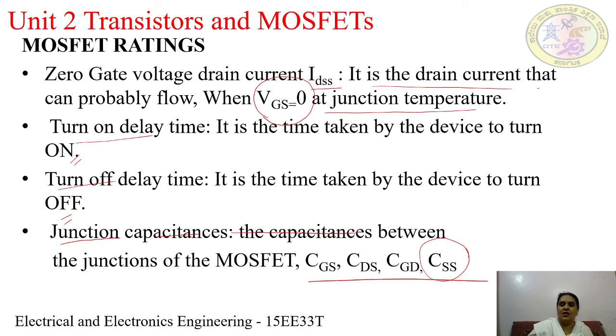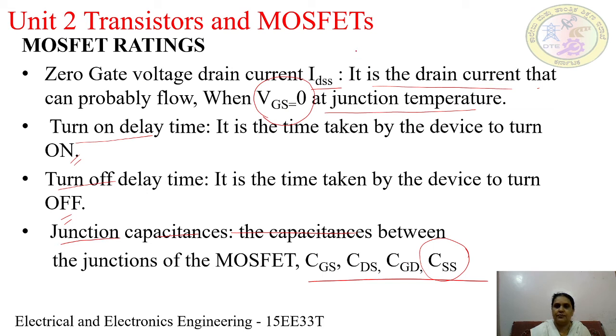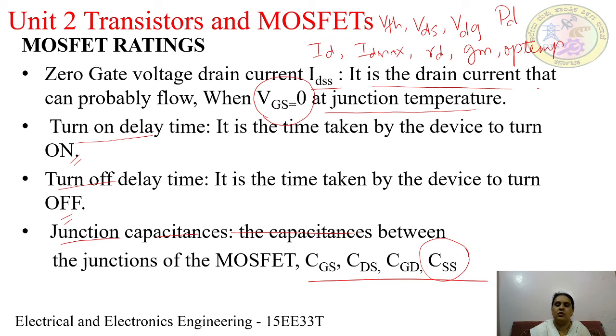So what are the different parameters we have studied? VTH we studied, VDS we studied, VDG we studied, then what is ID, what is the maximum value of the drain current the MOSFET is going to handle, what is the output resistance, what is the transconductance, what is the power dissipation, what is the operating temperature, then what is the T on of the device, what is the T off of the device, what are the different capacitances between the junctions, what is the drain current which is flowing when VGS is 0. These are all the specifications of a MOSFET.